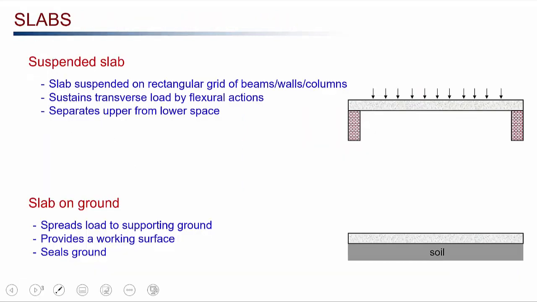From the functional perspective, slabs can be divided into two types. One is suspended slab and another one is slab on ground. Suspended slabs rest on a rectangular grid of beams, walls or columns. They are used to separate the floor from the upper space to the lower space. They sustain transverse loads, the vertical loads, by flexural actions.